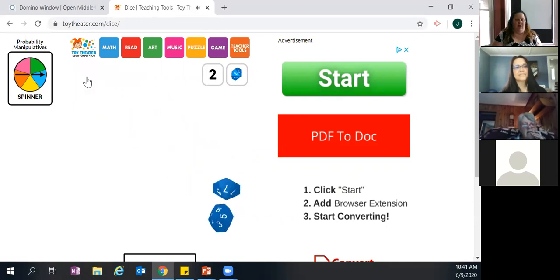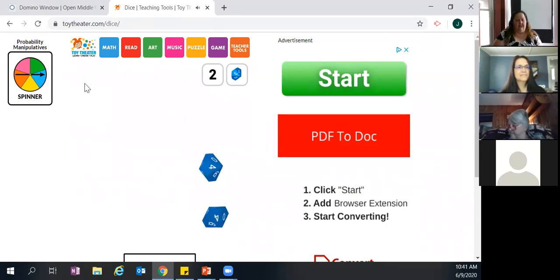And then I can roll. I have 5 and 7. 5 times 7 is 35. I'd find that on my multiplication squares game board. And this is a free website to use, just as Open Middle is a free website to use. There's lots of different manipulatives here, but again, you can just keep rolling the dice.